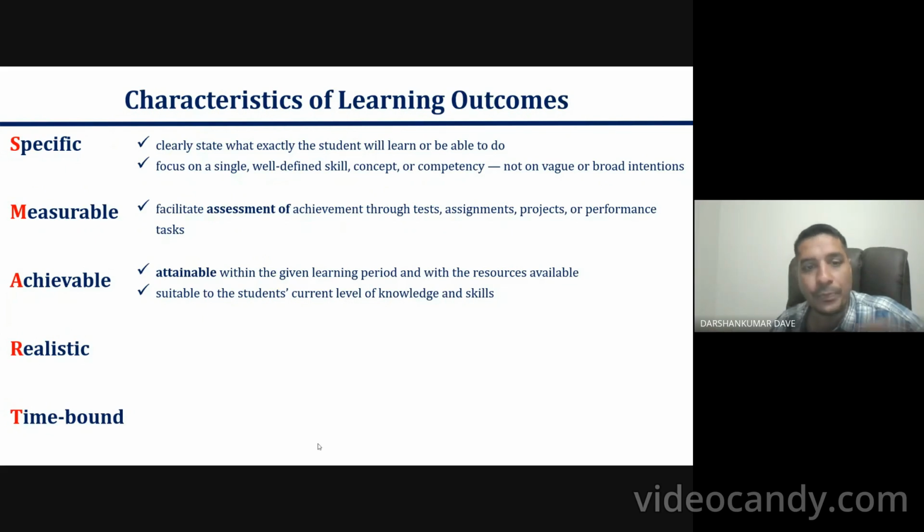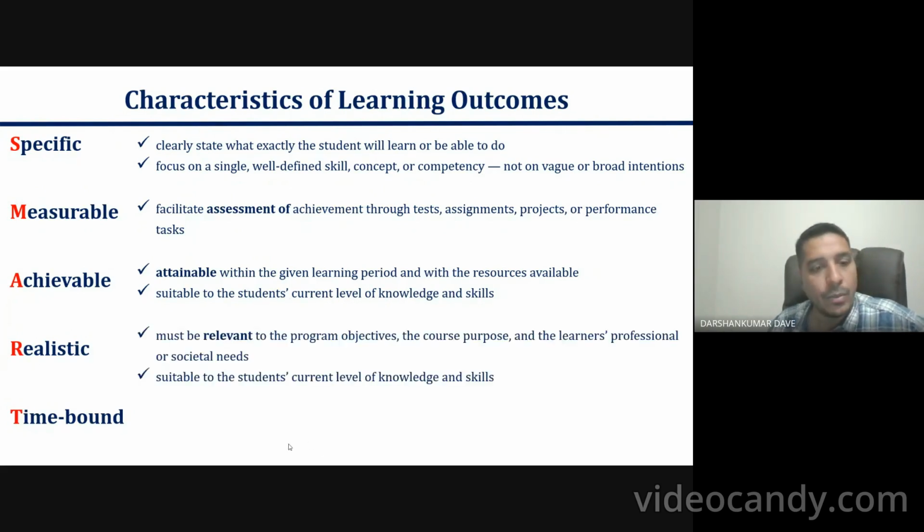Okay, thank you. Next is realistic. What does it mean for an outcome to be realistic? It says that the outcome statement must be relevant. R stands for either of these, you can say either realistic or relevant. So it must be relevant to the program objective, the purpose of the course, and the learner's professional or societal needs. The outcome statement should also connect theory to practice and add value to future applications.